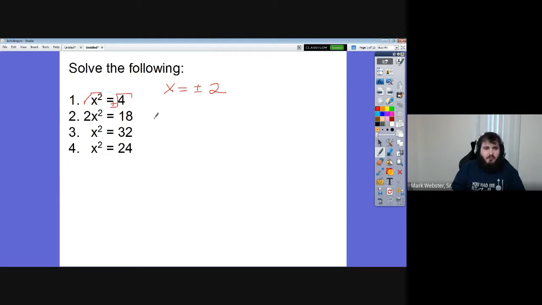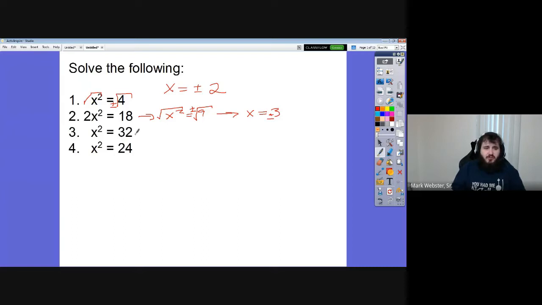So let's divide both sides by 2. This leaves us with x squared equals 9. And then we square root both sides, like so. Don't forget the plus minus. We end up with x equals plus minus 3. So positive 3 and negative 3.